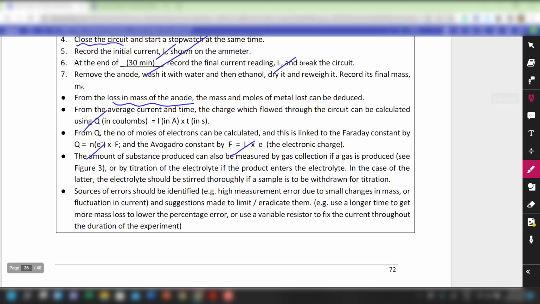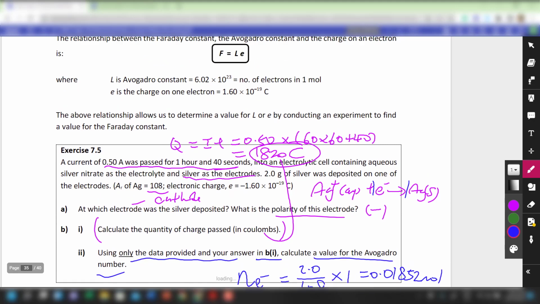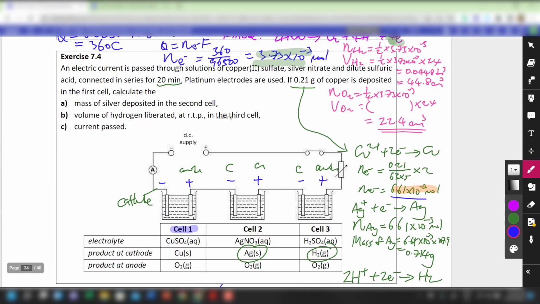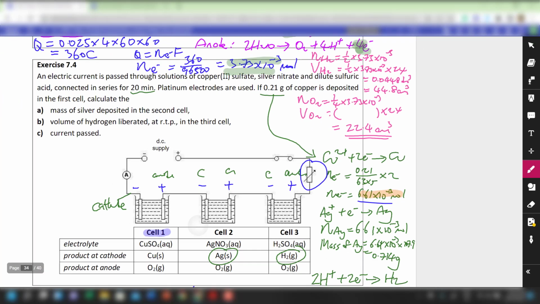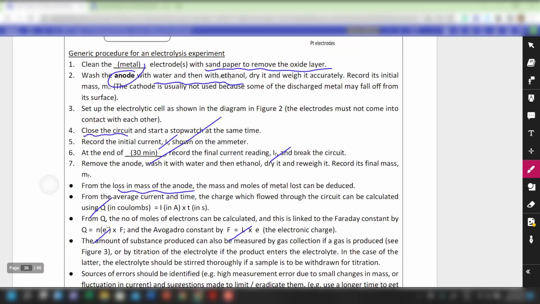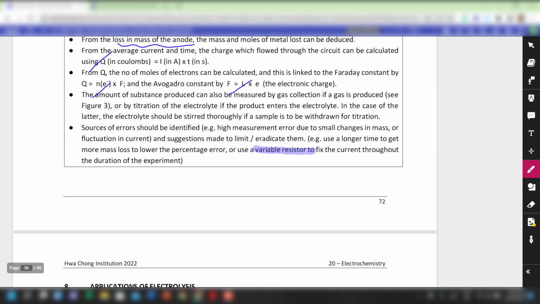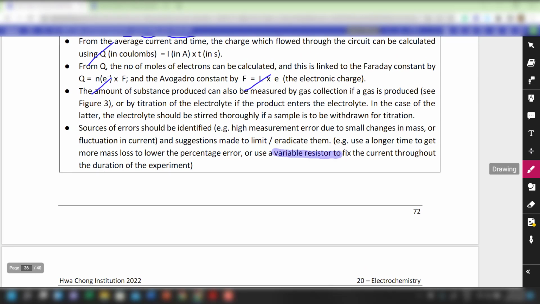So I think earlier on I mentioned the variable resistor. It looks something like this. If you're not familiar with physics, you can ask your physics friend, but something like this is a variable resistor. If you have a variable resistor, you can try to fix the current, or ensure that the current is constant throughout the duration of the experiment.